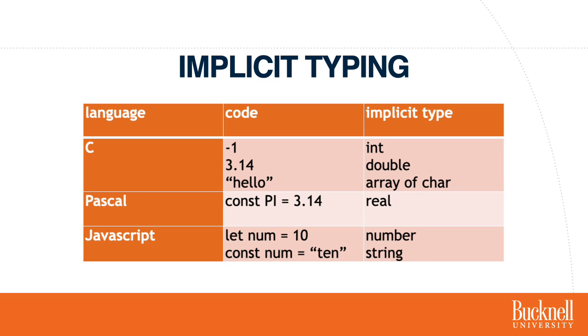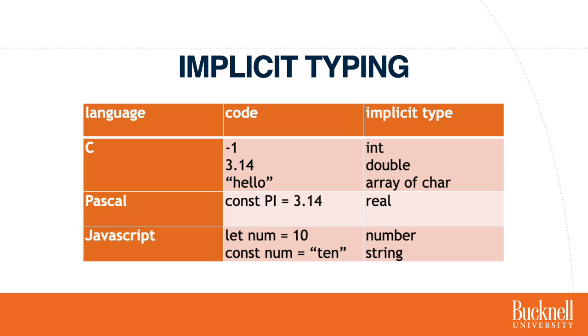Here's some examples of implicit typing. In C, if you have a -1 or a 3.14, well, C will infer that the -1 is an integer and the 3.14 is a double. Given hello in quotation marks, C will infer that it is an array of characters. In Pascal, if we do constant pi equals 3.14, well, we have done an explicit declaration, so we are creating a new variable. However, the type is implicit, and Pascal implicitly infers that the type is real, given that you are passing 3.14 into the variable.